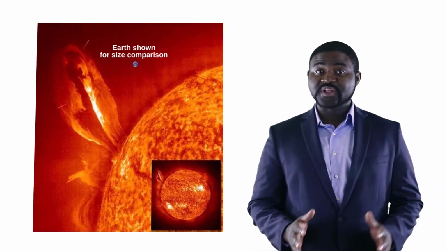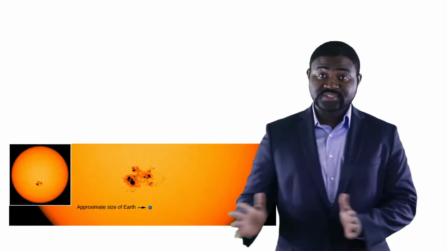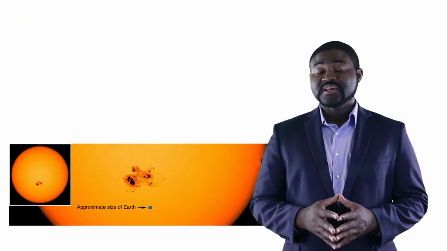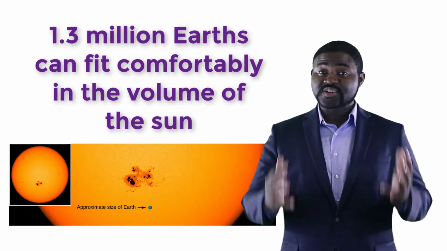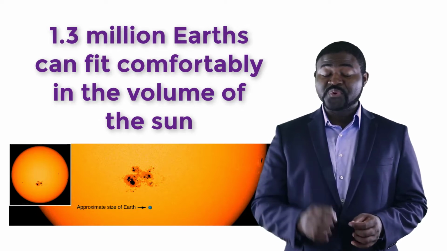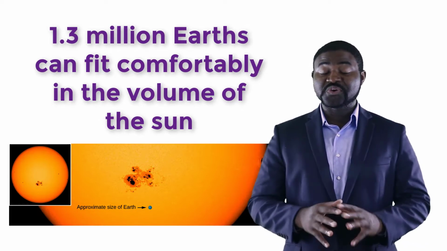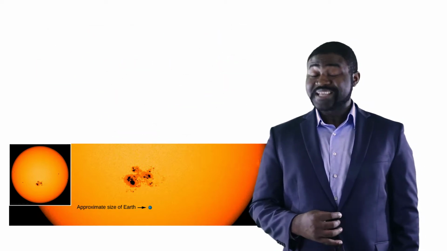For example, if you were to line up Earths side by side, you would fit 109 Earths across the diameter of the sun. It's so huge that if you were to pack Earths inside of the sun, you would need about 1.3 million Earths to completely fill the whole volume of the sun. That is really so huge.